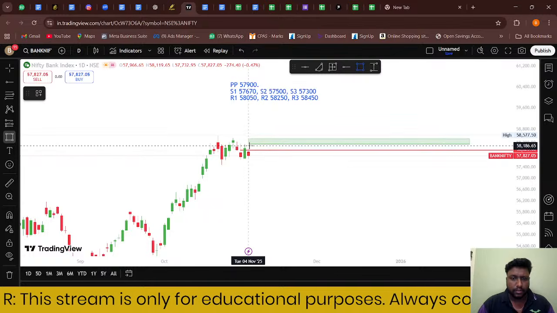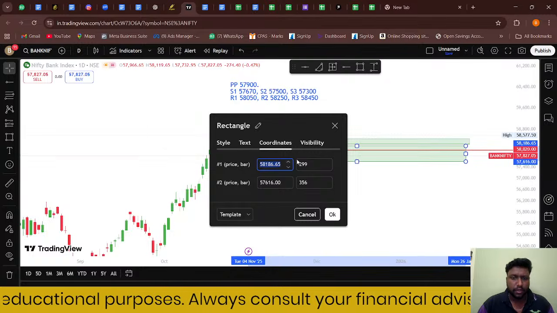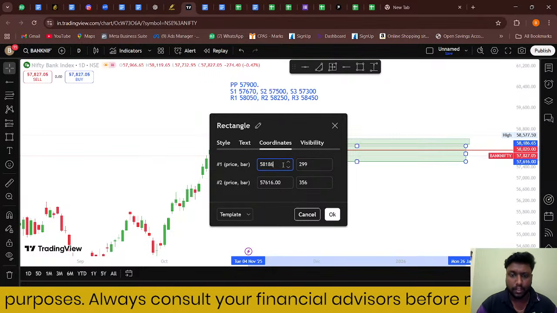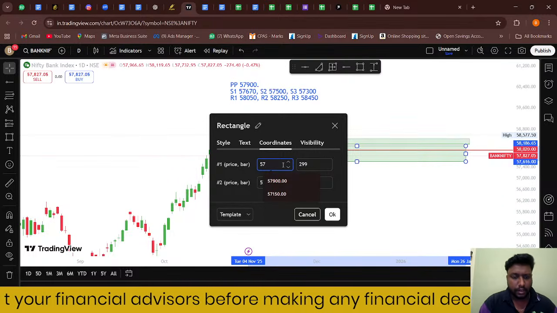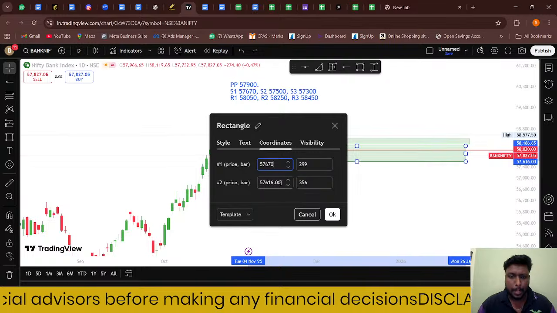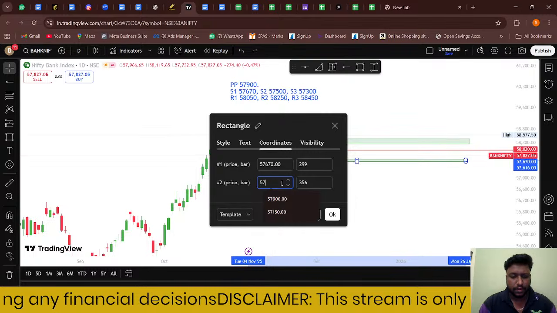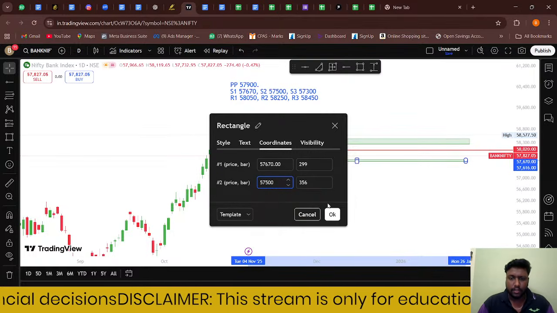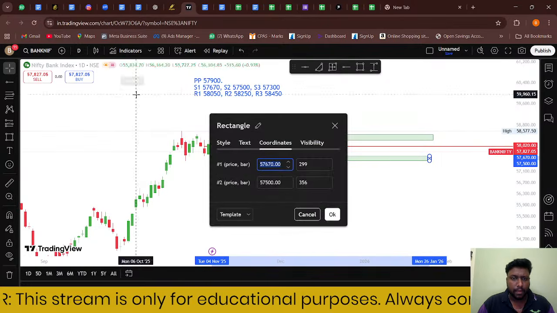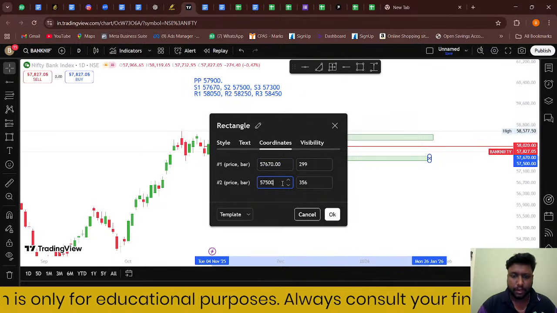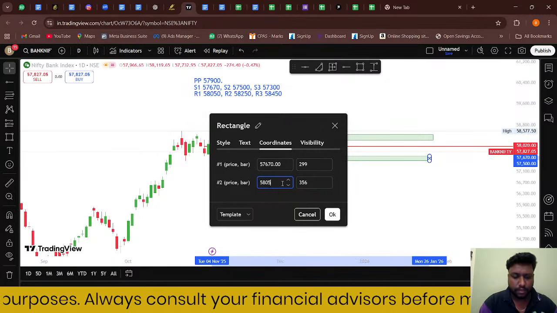In case of a consolidation stage, if Bank Nifty remains in consolidation, we will mark that out also. It will always be between S1 and R1. So S1, support 1, will be at 57,670. Support 2 will be at 57,500. Oh, it is R1, I marked the bearish zone. So 58,050.